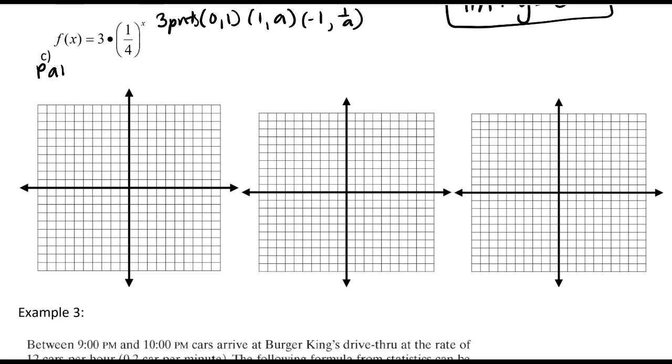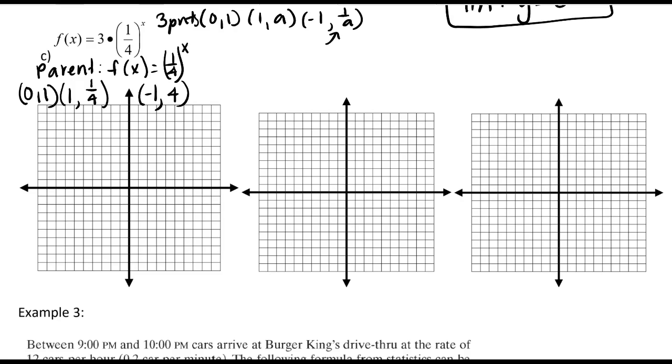We will start with the parent over here. Your parent function would be f of x equals 1 over 4, which is your base, to the x power. So let's look at your points. 0, 1. When I put in 1, I should have my base, which should be 1/4. And when I put in -1, 1 over 1/4, you need to take its reciprocal, so it's now 4. You need to take its reciprocal, AKA you can flip your base.